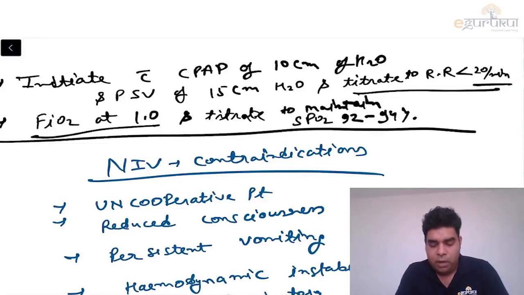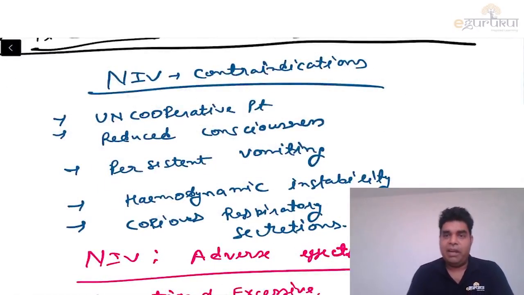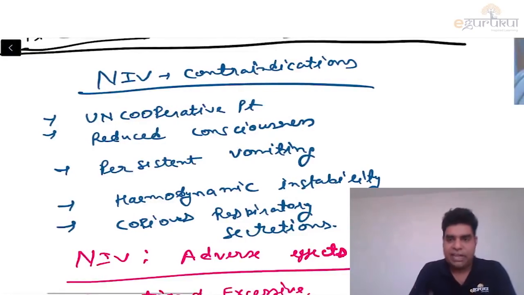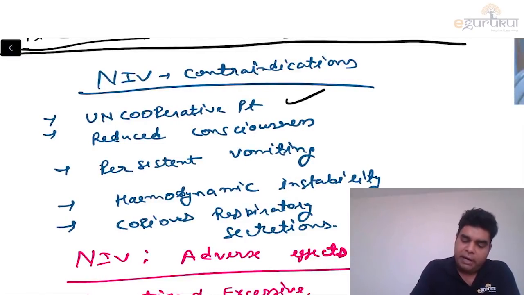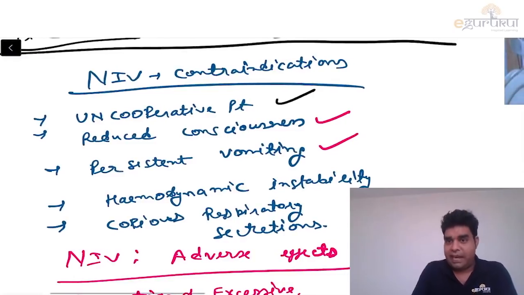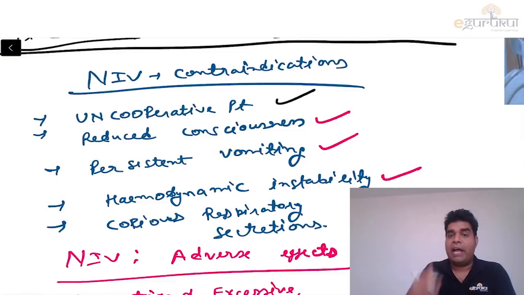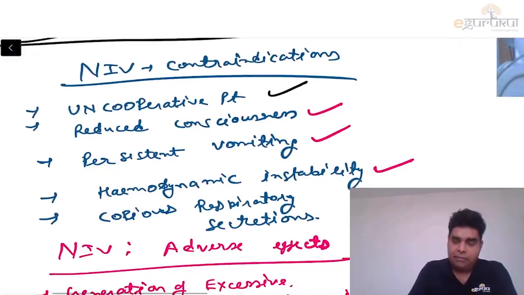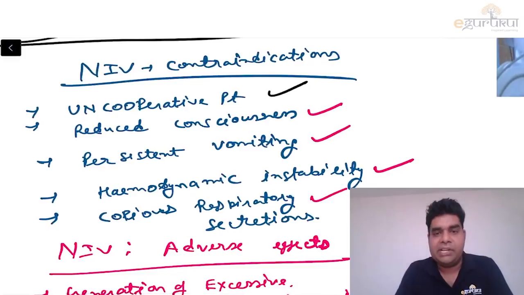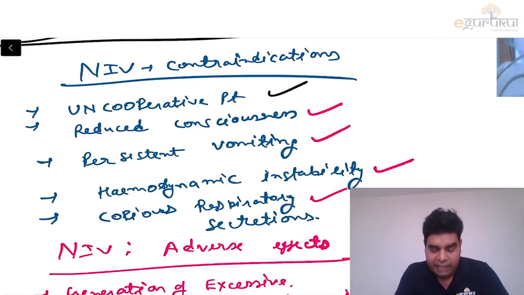Okay. Now, what are the contraindications of non-invasive ventilation? When we cannot use non-invasive ventilation, as I was saying: if the patient is uncooperative, if the patient has reduced consciousness, if the patient has persistent vomiting, then of course you cannot use any of these, helmet or nasal mask or oral mask. If the patient has hemodynamic instability, and if the patient has copious respiratory secretions, then in these cases we cannot use the non-invasive ventilation devices.